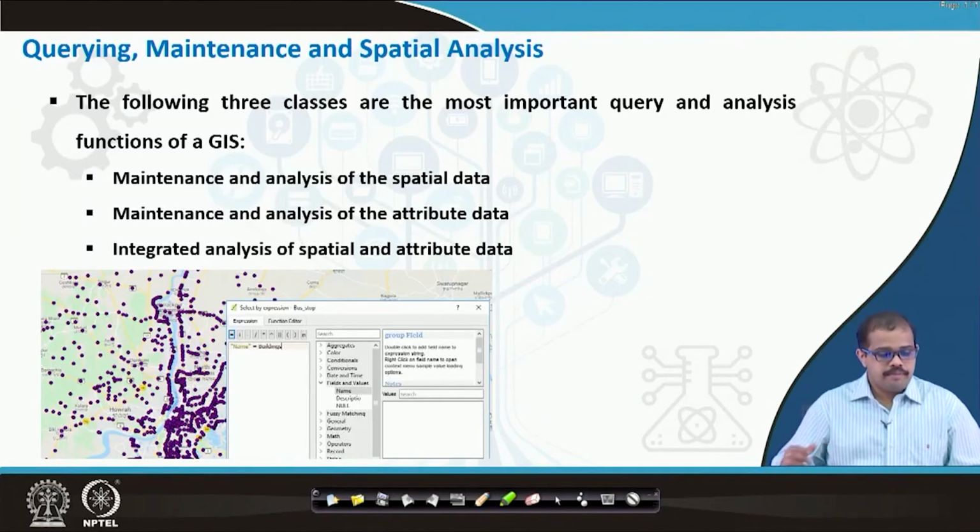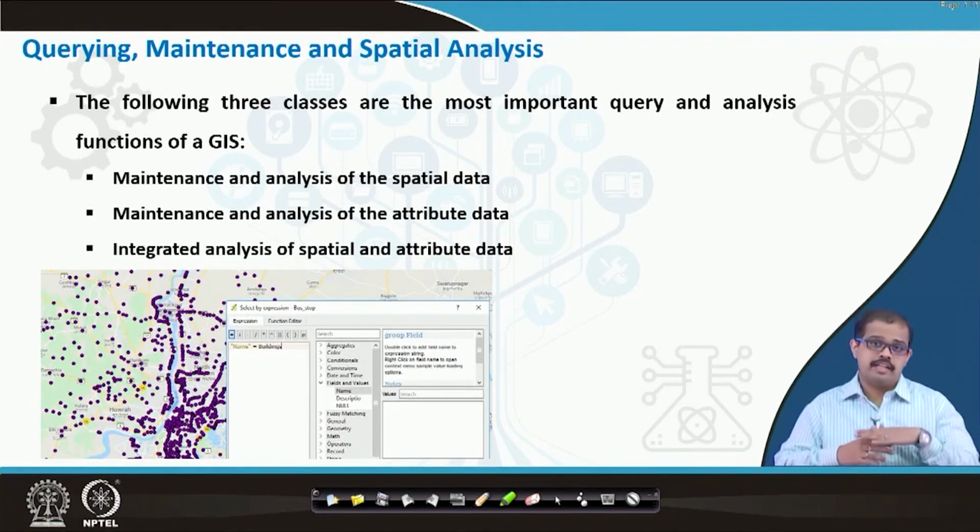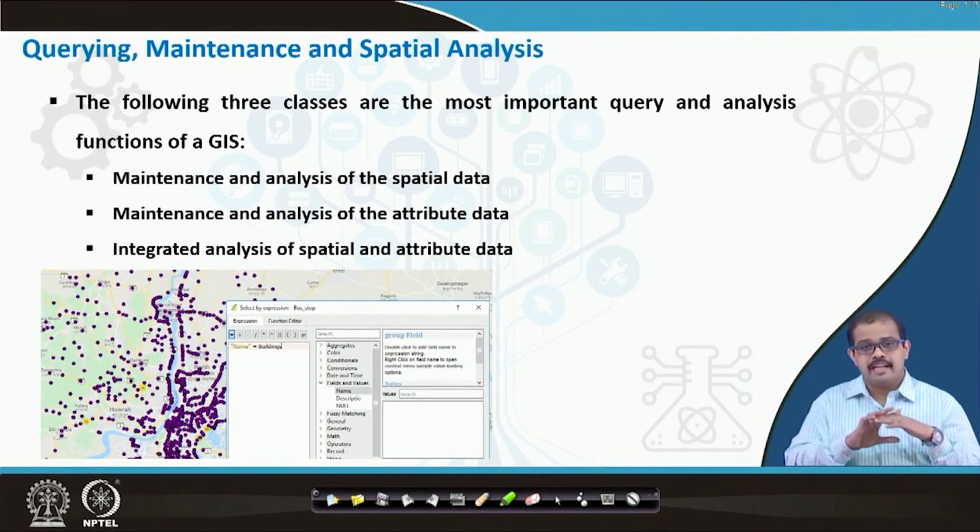Now, when we have GIS querying, three classes are most important for querying and analysis: the maintenance and analysis of the spatial data. When I say spatial data, these are the data associated with the geo information of the earth surface, right. Then the maintenance and analysis of the attribute data, the data related to the spatial data, which is the information you need for your analysis and is stored as attribute data. So it has to be maintained and analyzed.